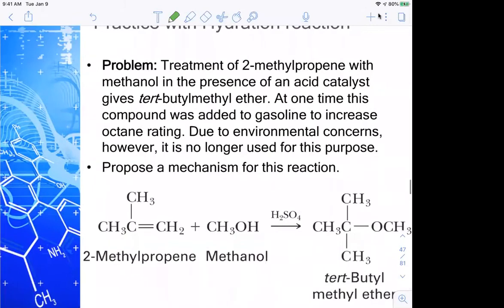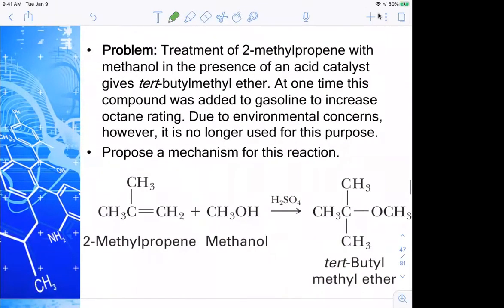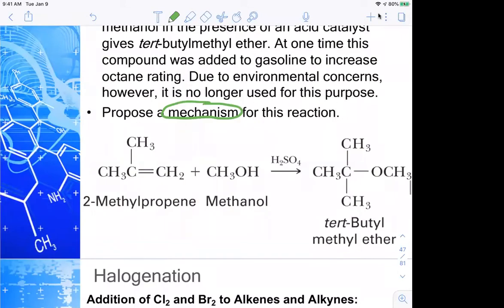Here's another problem. If I treat 2-methylpropene with methanol in the presence of an acid catalyst, I'm getting tert-butyl methyl ether. This is just an aside. At one time, this compound was added to gasoline to increase octane rating. I don't care about any of that. What I want is a mechanism for this reaction.